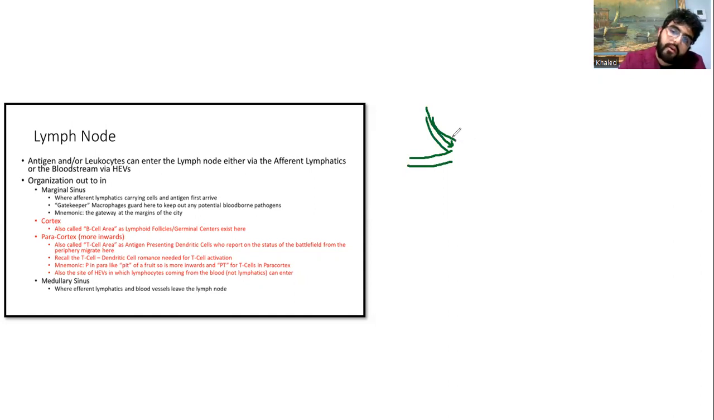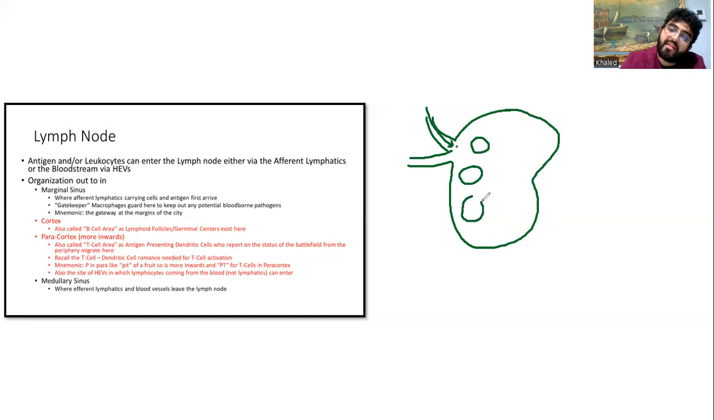So you have the afferent vessels, they're going to lead into the marginal sinus. It's kind of the first part of the lymph node where they arrive. Not much happens here, but there are some macrophages that kind of act as a guard, right? So we arrive in the marginal sinus. And the real bread and butter now is entering something called the cortex, right? So the cortex, or the cortices, because there's multiple, is going to be your B cell area.